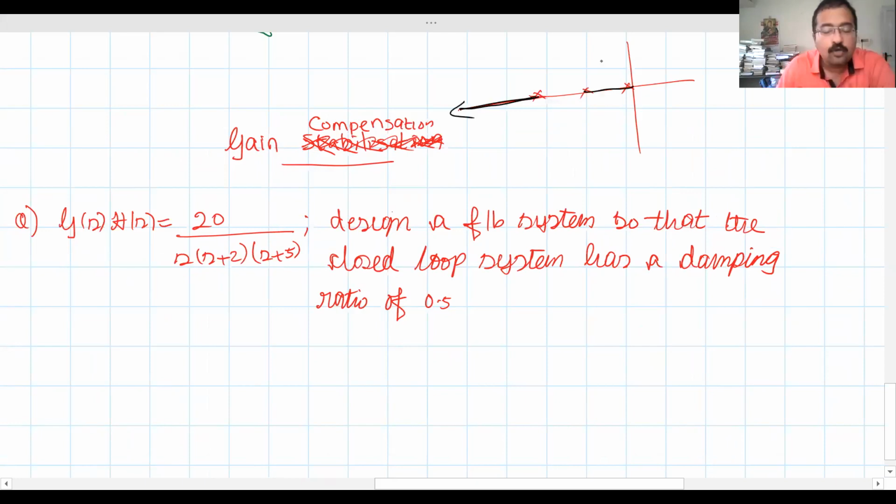What do you mean by dominant pole pair? Dominant pole pair means those poles which are closer to the j omega axis. So if you consider these two poles, the third closest pole is far away. If it is far away, then you can ignore that effect. All the higher order poles can be ignored.